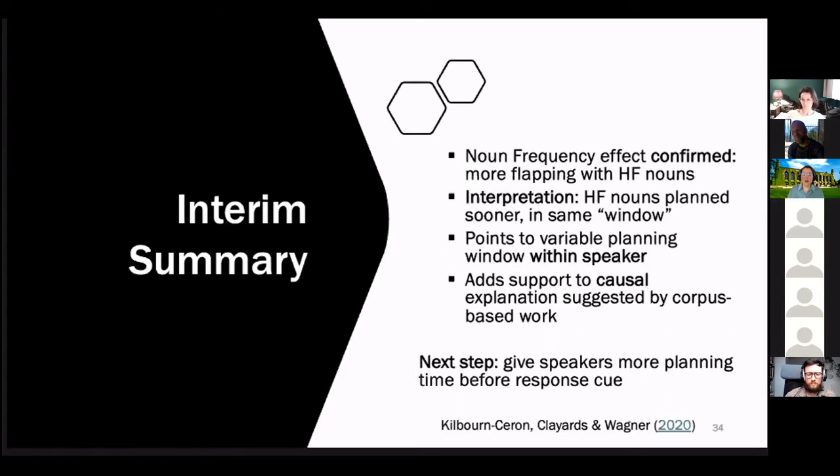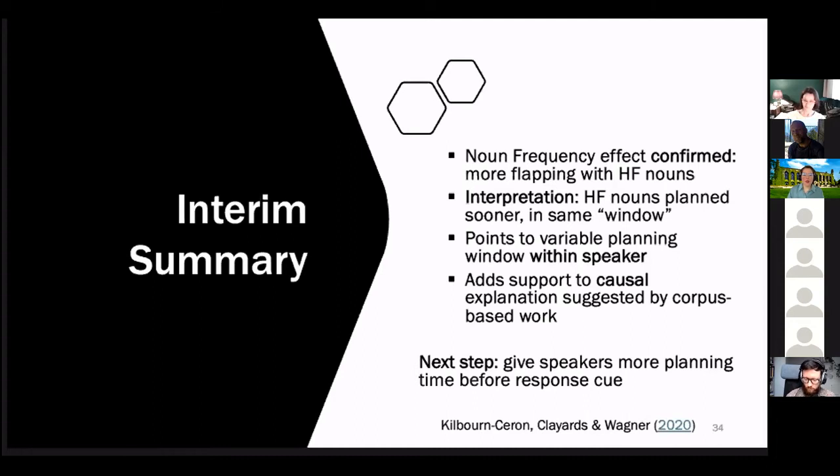And what this points to is that there is a variable planning window within each individual speaker, right? This is something that is true for each individual speaker. They're affected by the frequency of the noun. So that shows something novel, actually, to my knowledge in the world of psycholinguistics, that individual speakers can differ in how far in advance they're planning within the same experiment. And it also adds support to the causal explanation that I had suggested based on my corpus studies.